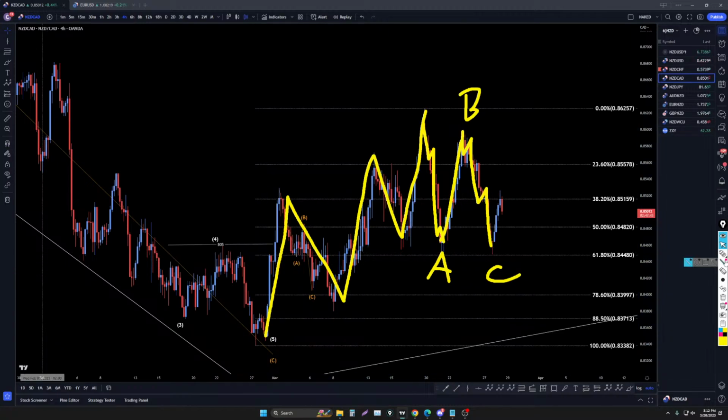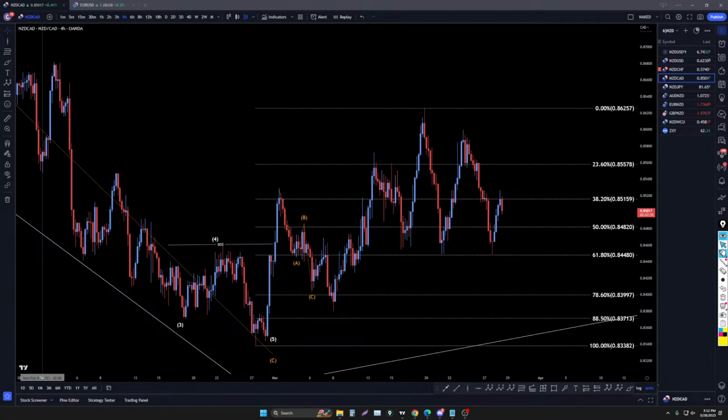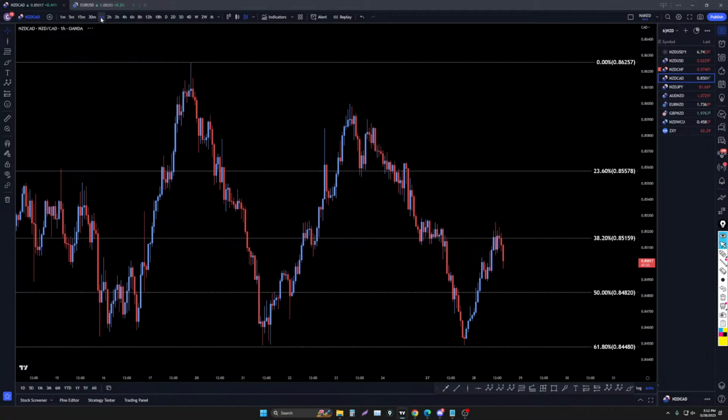Which it did, 61.8. 61.8, big bounce. I would be looking for a pullback, and I would be looking for an entry to go long, especially based on what we see on the longer time frames.